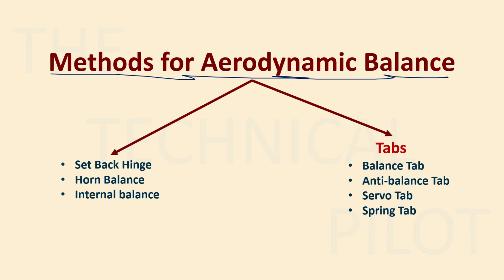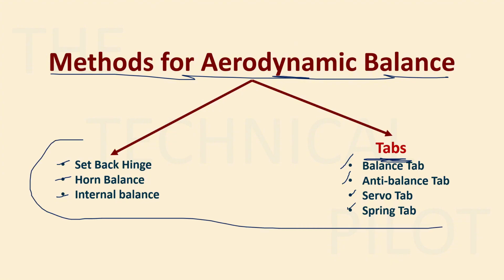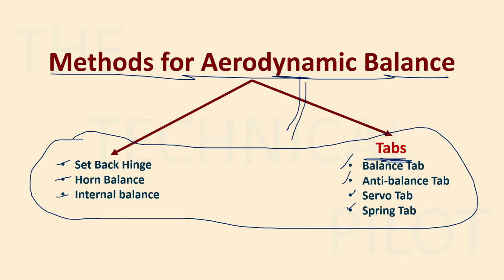All right. So the methods for aerodynamic balance. What are the methods by which we reduce the pilot's effort to move the control? So these are all of the methods. We have two types. First, we have setback hinge, on balance method, and internal balance method, right? And then we have some tabs. What are tabs? We'll see. So we have balance tab, anti-balance tab, servo tab, and spring tab. All of these together are there to reduce the pilot's efforts to move the controls, which is known as aerodynamic balance.